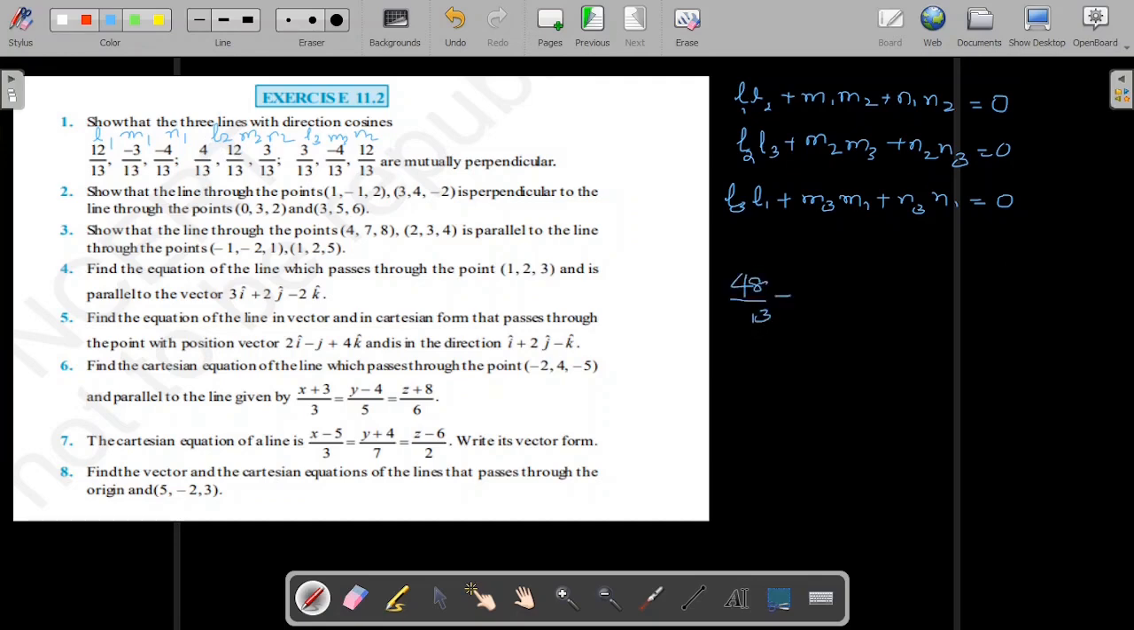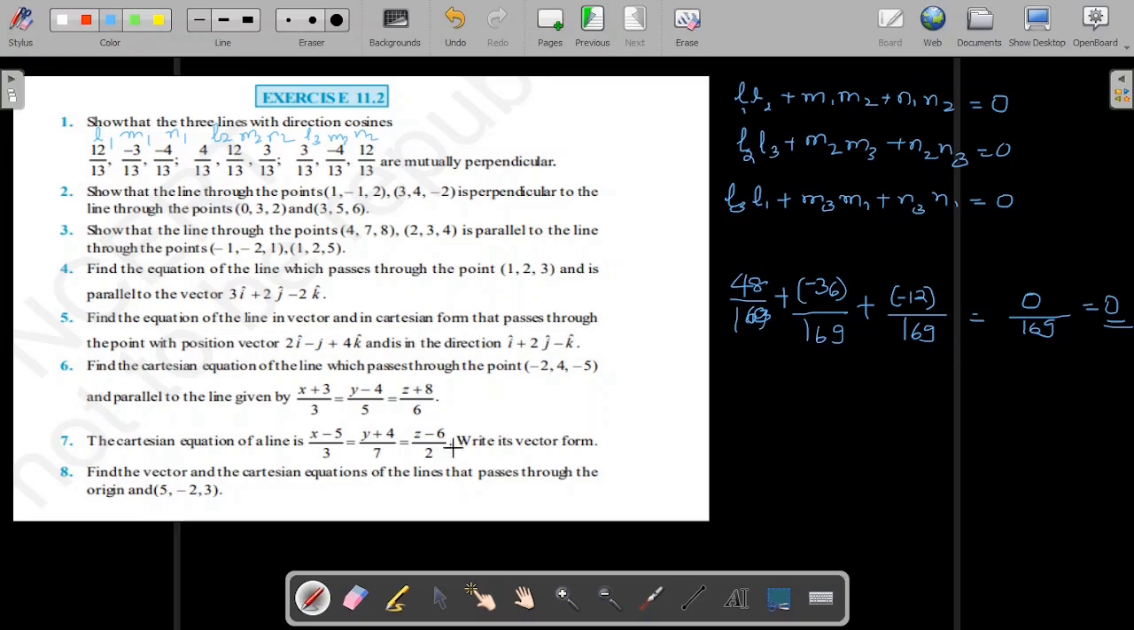48 by 13. First one I will do plus 12 3s. 13 square is 169. Then plus 12 3s minus 36 by 169, plus then minus 4 3s, minus 12 13 13s, 169. So the denominator is 169, the numerator is, see, 48 minus 48 plus 48 cancel, 0 by anything is 0. Similarly, you do it for the remaining two lines. Hence, they are mutually perpendicular.